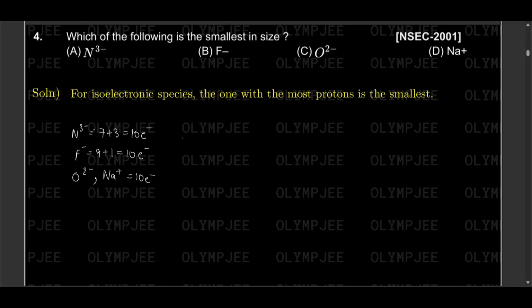Now we need to count the number of protons because they are isoelectronic species. Only the atomic number contributes to the number of protons, right? The charge is contributing only to electrons. So this would have 7 protons, this would have 9 protons, this would have 8 protons, and this would have 11 protons. So Na+ has the most protons, so this will be the smallest species. This rule is very important. Roughly 9-10 questions have been asked in NSEC from this rule only.